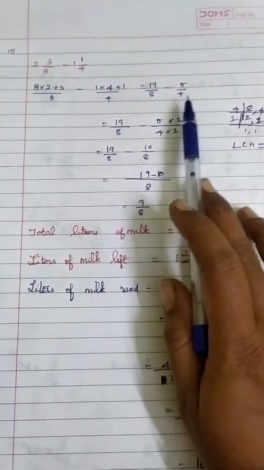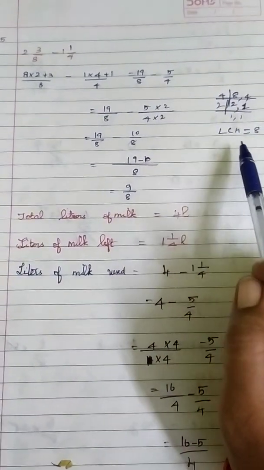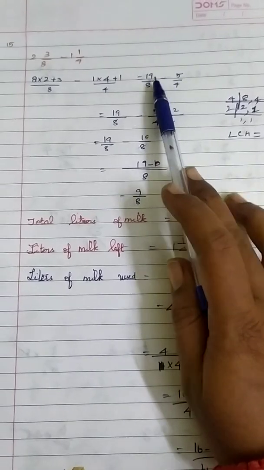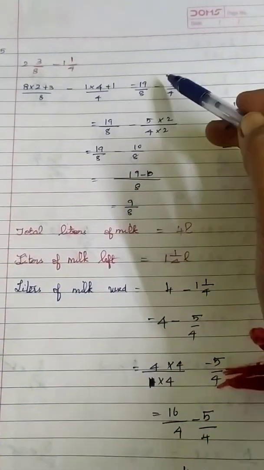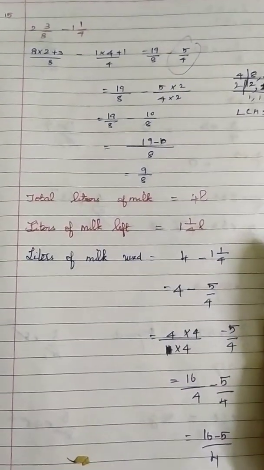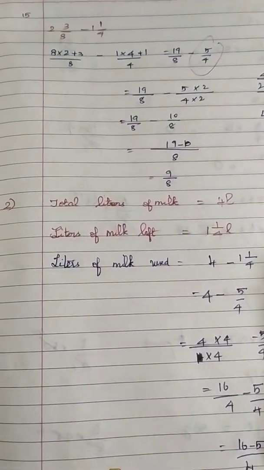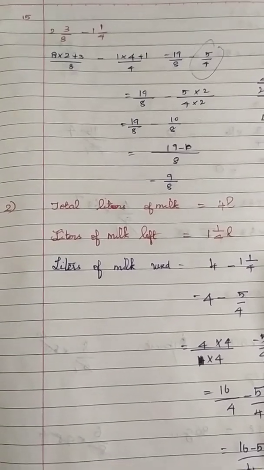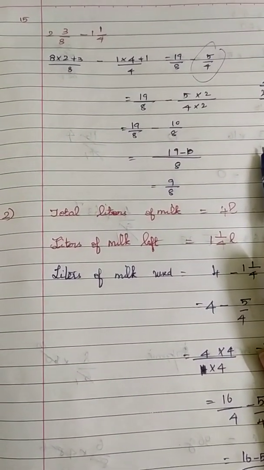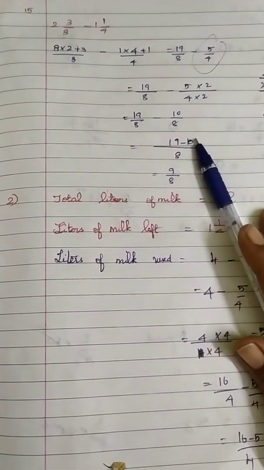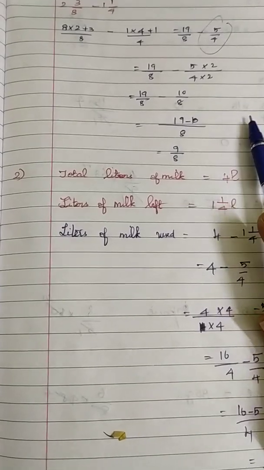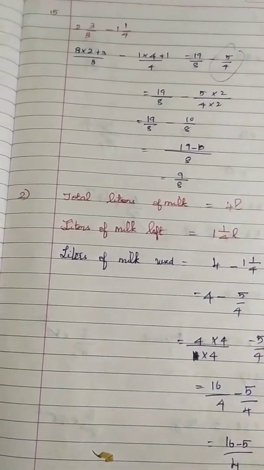To make 19 by 8 and 5 by 4 as denominator 8. Now already you have 8 as the denominator, 19 by 8. Now 5 by 4, you are going to convert it into an 8. When you multiply 4 into 2, you will be getting 8. So both numerator and denominator multiplying by 2. So 5 2s are 10, 4 2s are 8. Now you got both denominators the same, 8. So you can subtract the numerator directly. 19 minus 10 is 9 by 8.